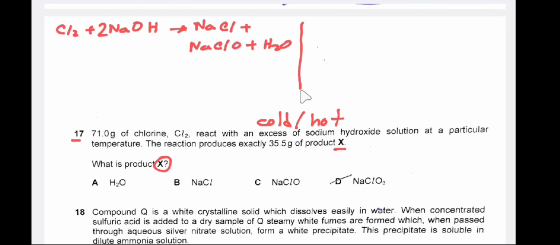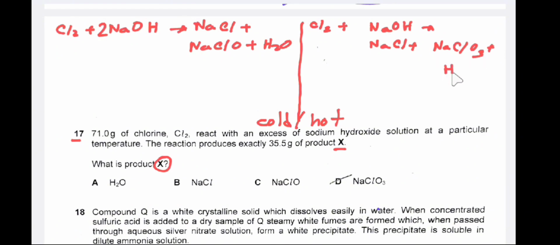Now for hot sodium hydroxide, chlorine Cl2 plus sodium hydroxide reacts to form sodium chloride NaCl plus NaClO3, plus water H2O. So the difference in the product is that NaClO is formed with cold and NaClO3 is formed with hot sodium hydroxide. To balance this equation, there would be 3 chlorine and 6 sodium hydroxide. If you remember this, then it would be helpful for you.